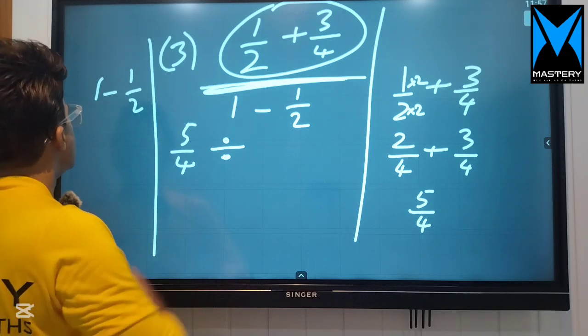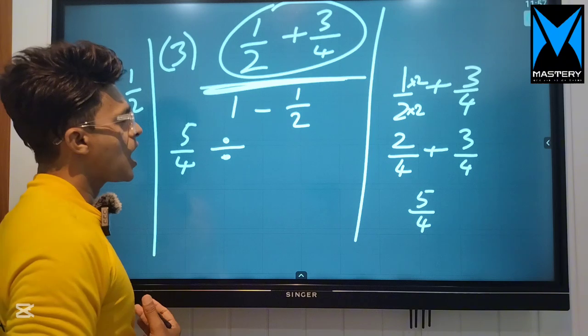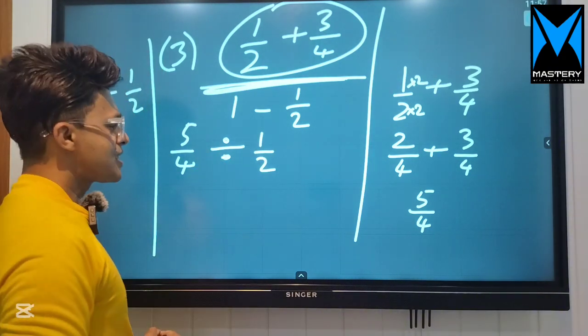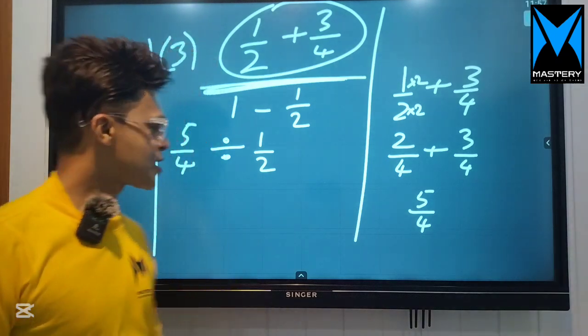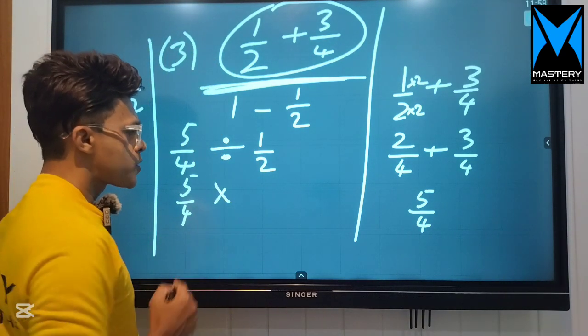How do you do that? So 1 minus half is half. So, from 1 you need to subtract half. Then the answer is half. So, now you need to consider the reciprocal here, right? The reciprocal of 1 second is 5 over 4. Now division becomes multiplication.